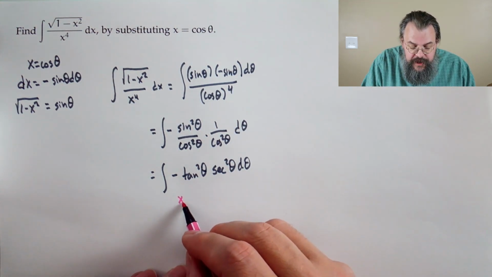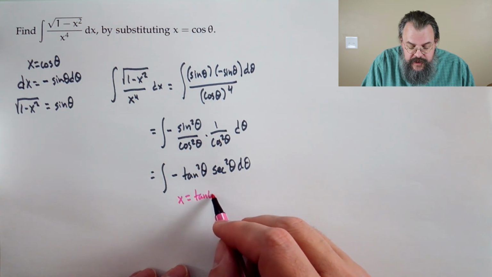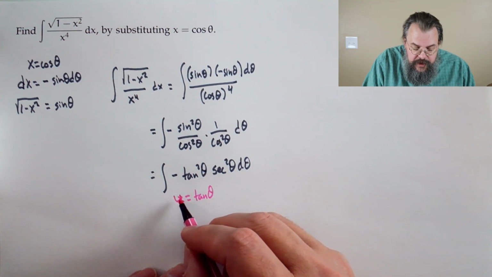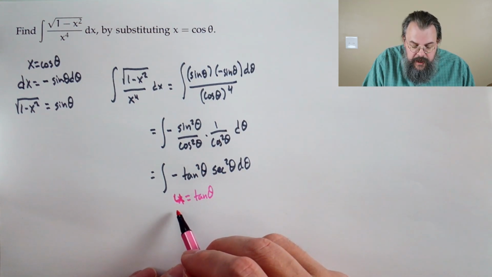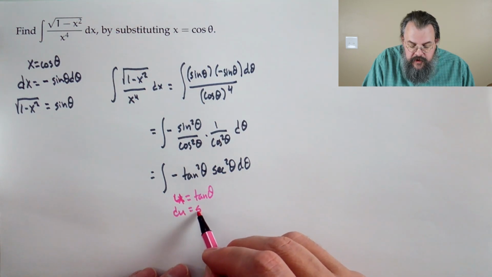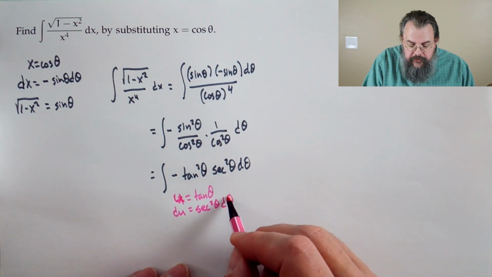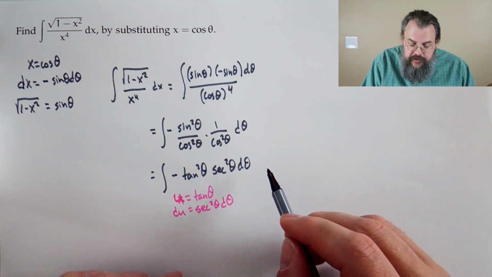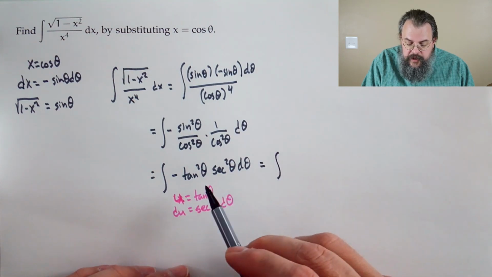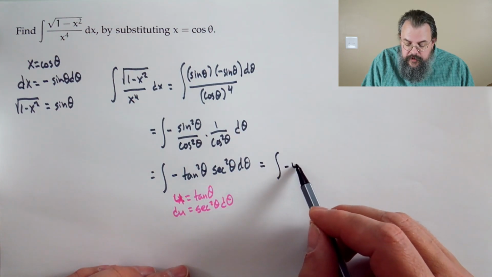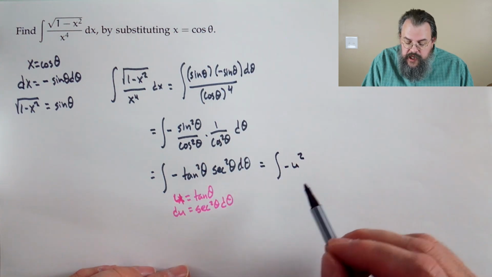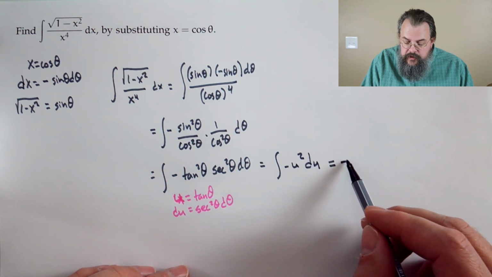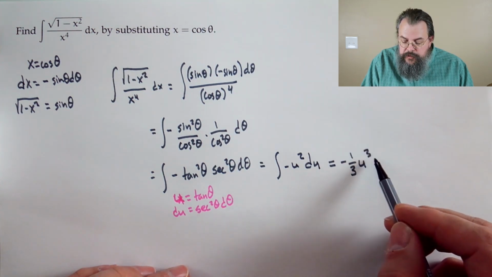We've already done the trig substitution. X equals tangent, right? Because then what happens? Not x, u equals tangent theta. Then du becomes secant squared theta d theta. And now this is equal to the integral, that tangent squared becomes u squared, don't forget the minus, secant squared theta d theta becomes du. So this is this nice integral, minus 1/3 u cubed plus c.